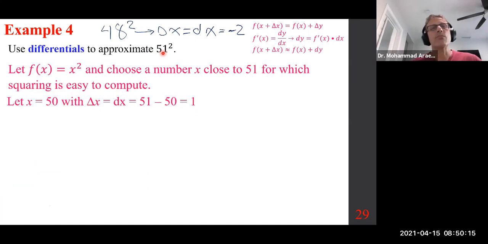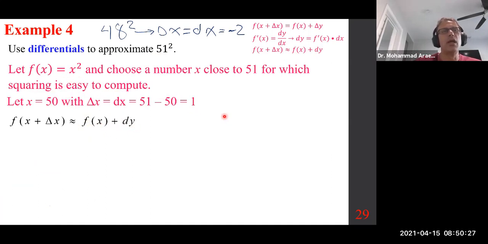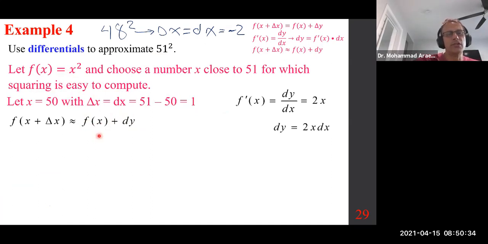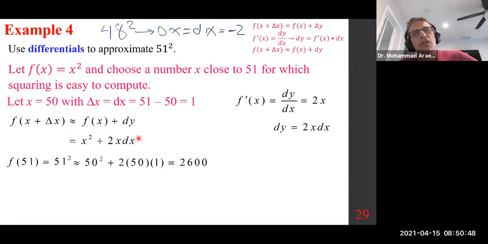So sticking with that, we need to find f prime of x, which is dy dx, to be able to use it here. Okay, so we have f of x, dy is missing. So what is f prime of x? What is dy? The same thing times dx. So therefore, we replace the f of x with x squared and dy with 2x dx. What is x? 50. What is dx? 1. Plug in, calculate, and the approximation is 2600.